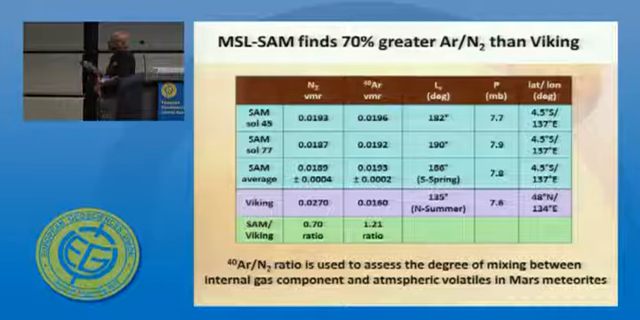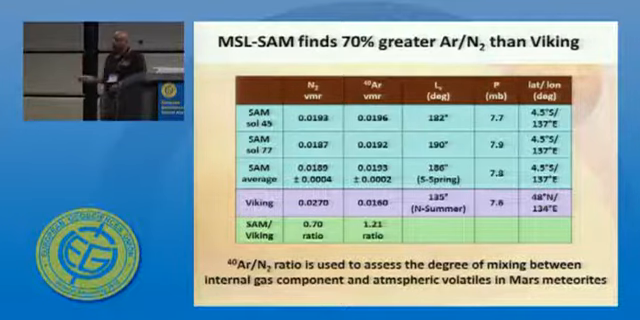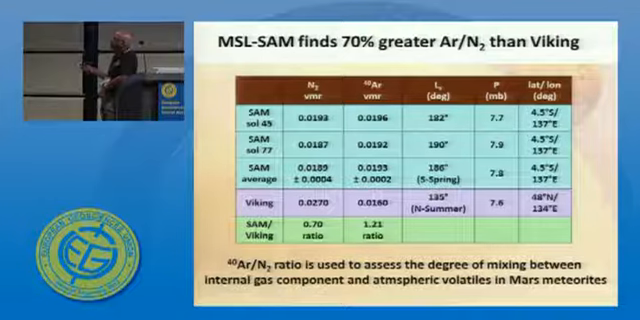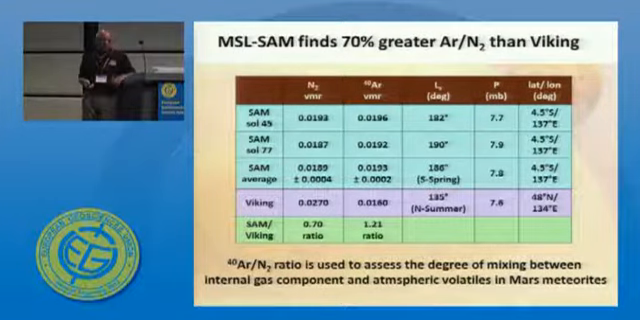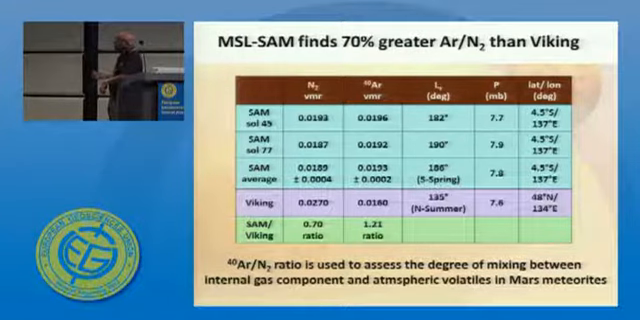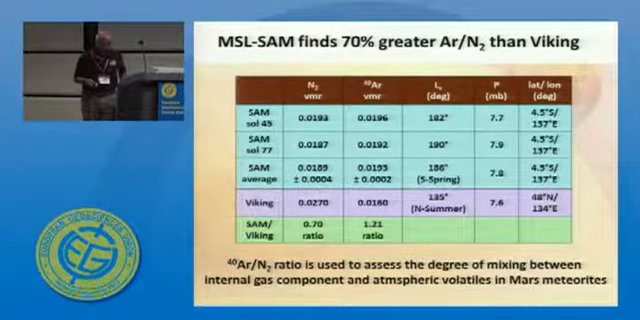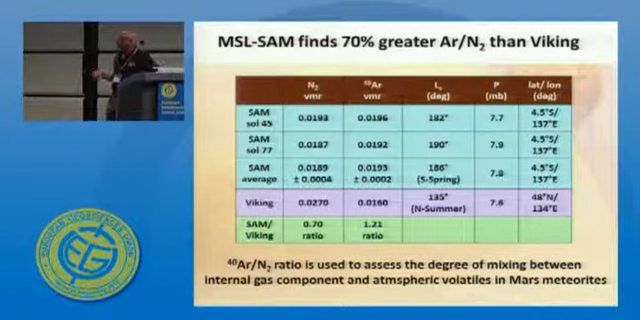The other thing, of course, I pointed out is that the ratio of argon to nitrogen is 70% greater that SAM finds compared to Viking. Now, if we look at the observation geometry, which is here in the last 3 columns, the SAM measurements were done at Gale Crater, and are being done there even now. They're essentially equatorial because Gale Crater is at 4.5 degrees south, and it was the time of spring when we did the observations. Whereas the Viking observations were done in the northern summer at mid-latitude, 48 degrees north.